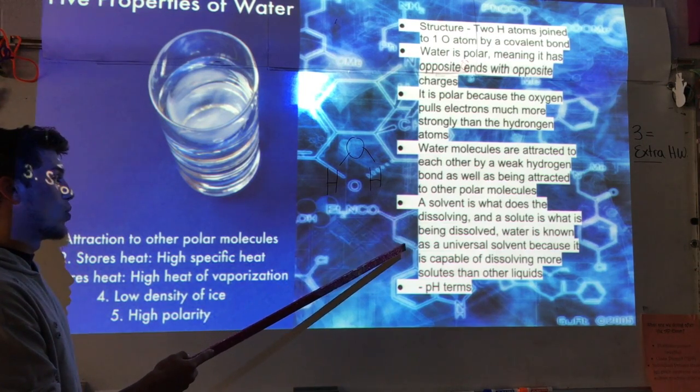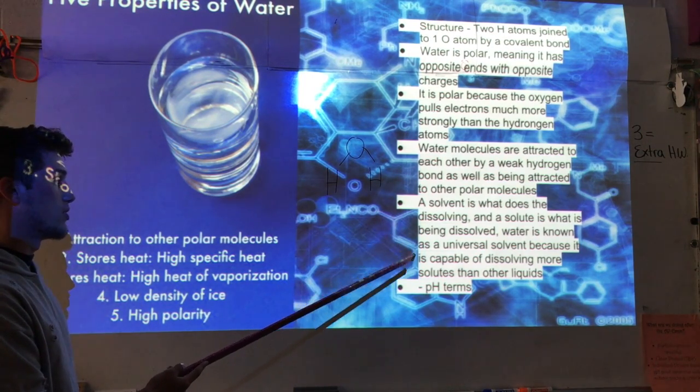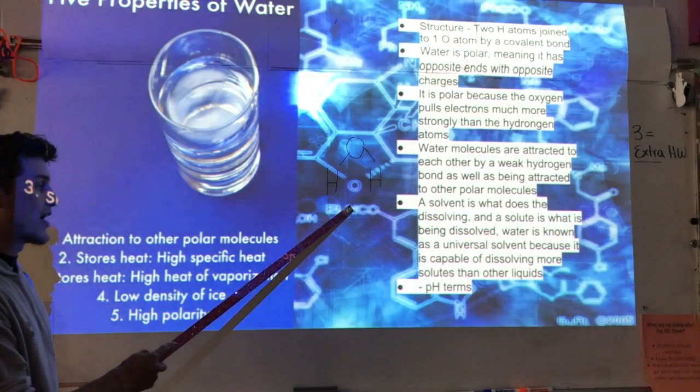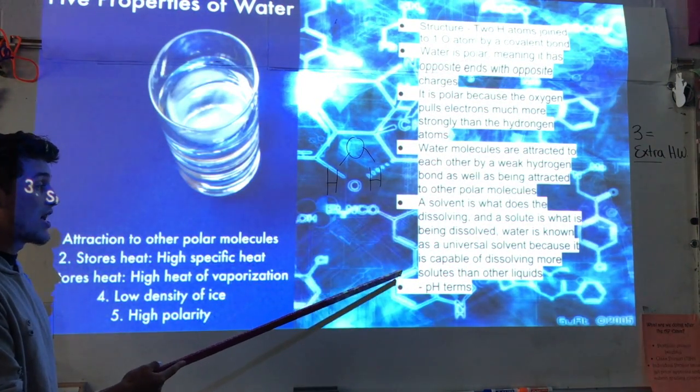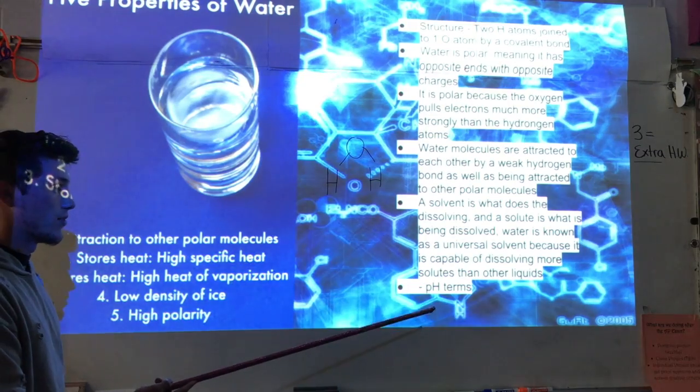And a solvent is what does the dissolving, and a solute is what is being dissolved. Water is actually known as a universal solvent because it's capable of dissolving more solutes than any other liquids.